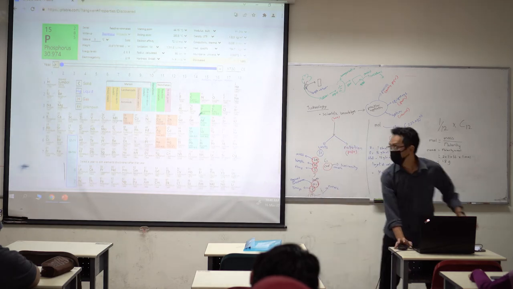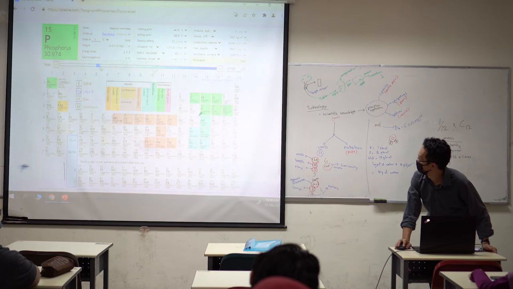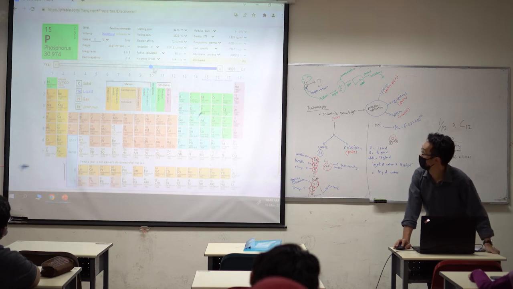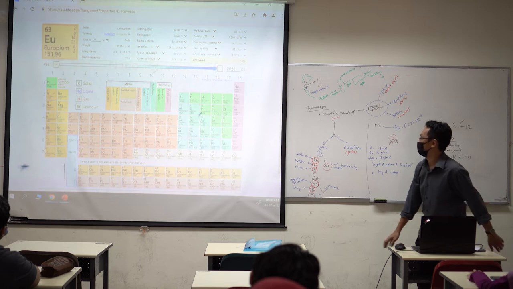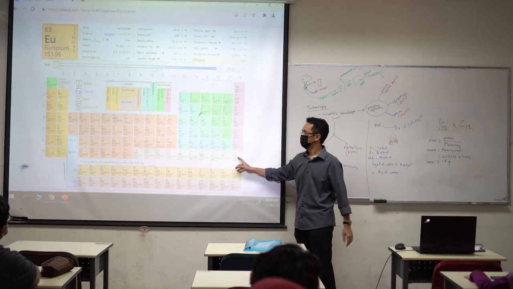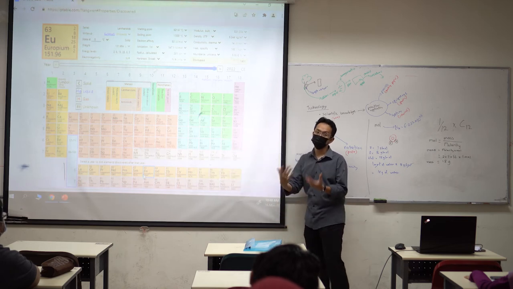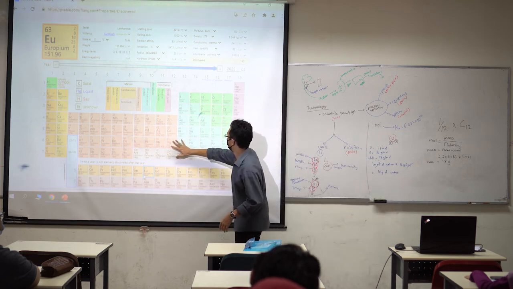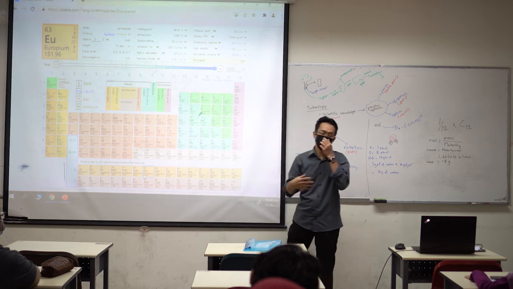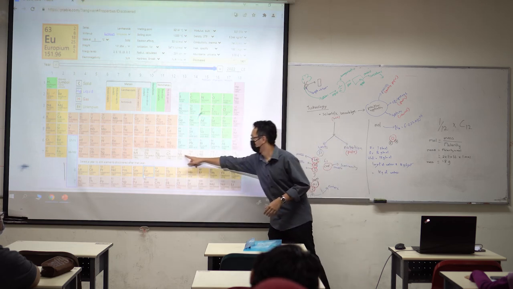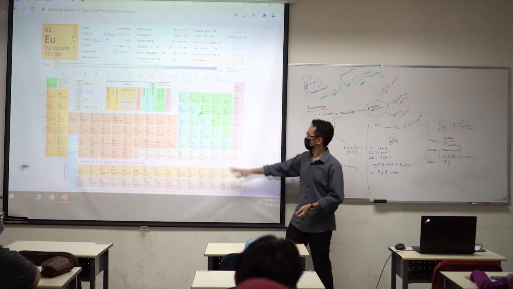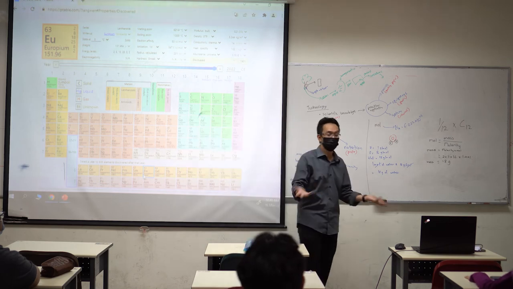Over time, scientists came to know more elements, until now we have 118 elements. These elements are what make up the materials in your life. Not all elements are natural. Below 100 are normally naturally occurring elements. After 100, they are not naturally occurring, meaning scientists synthesize them in the lab. Whatever you see here is what makes up matter.